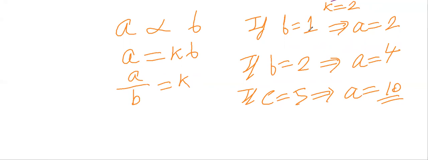Earlier B was 1, now B became 2. So another quantity will also increase. Here earlier it was 2, now it is 4.